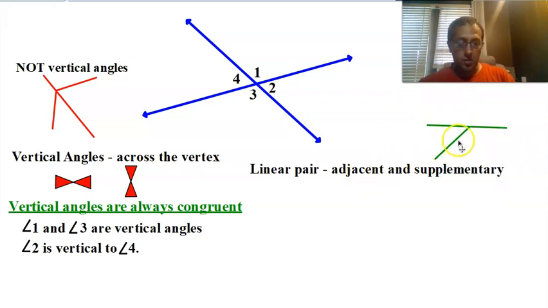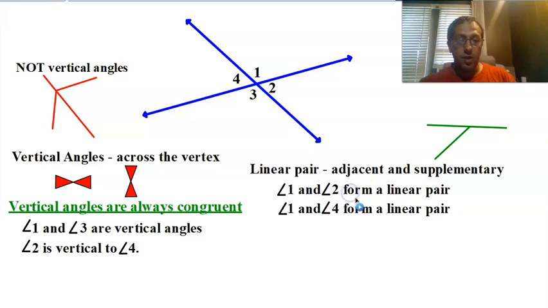They have to be next to each other, and the two sides that are not shared will make a straight line. Okay, and the good thing about them is they are supplementary. So here we actually have a couple of things. Angle 1 and 2 form a linear pair, angle 1 and 4 form a linear pair, but also angle 2 and 3 form a linear pair, and 3 and 4 form a linear pair.